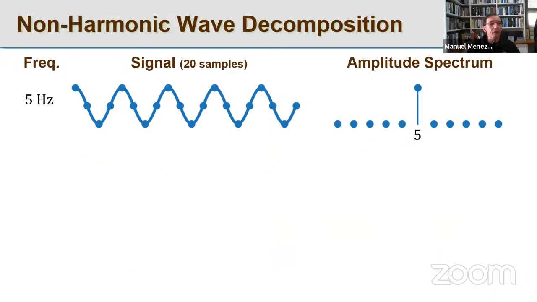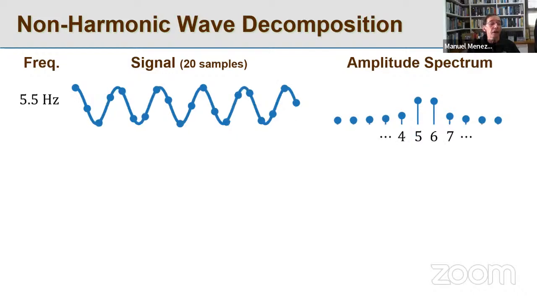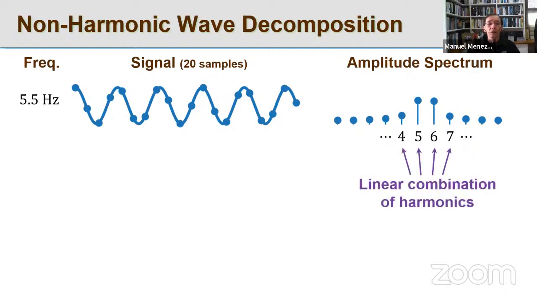So let's consider here a different situation. Instead of the 5 hertz signal that we had, imagine now that I have, say, a 5.5 hertz wave. So the frequency changes slightly, but the amplitude spectrum changes significantly. As we look at it now, we see that it's a linear combination of harmonic waves, so many coefficients, even though we're representing a single non-harmonic frequency.